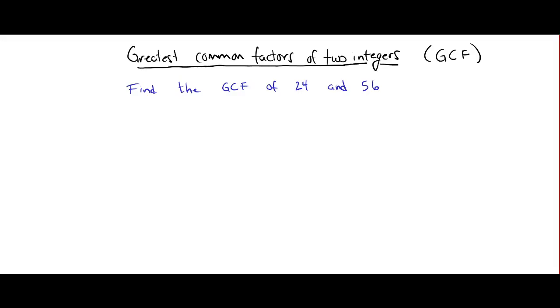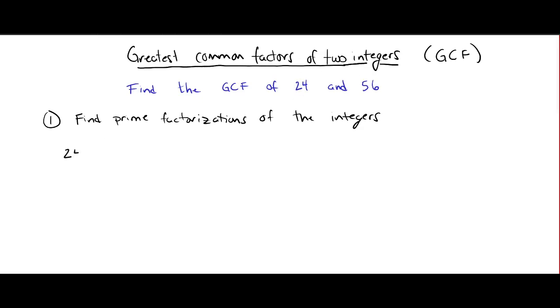If we want to find the greatest common factor, or the GCF, of two integers like 24 and 56, we could proceed in the following steps. The first step would be to find prime factorizations of each of the two integers. So we're going to look at 24 and 56 and find their prime factorization.